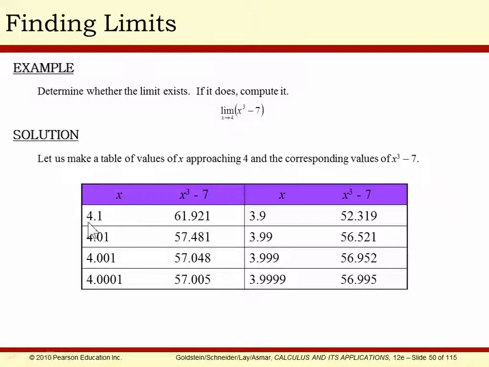If we plug 4.1 in for x into this expression, x cubed minus 7, we get 61.92. If we get something a little smaller, we get 57.481. If we plug in 4.001 into x cubed minus 7, we get 57.048. And as we get closer and closer, it's getting closer and closer to 57. Well, if I plug x equals 4 into this equation, what do I get?